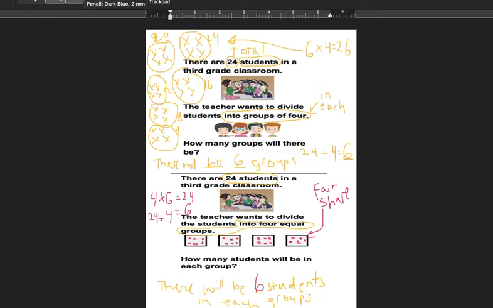All right, I know that was a lot, but those are the different division equations that you can see when you know how many groups there are, or when you know the size of the group, or how many are in each group.